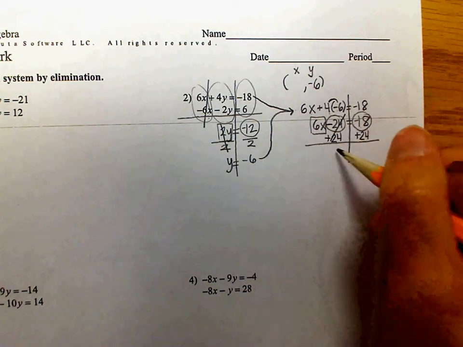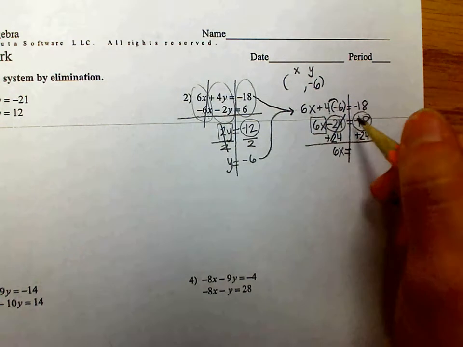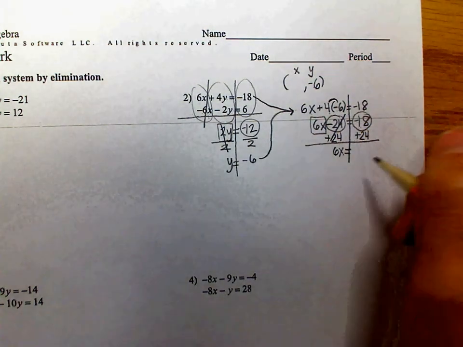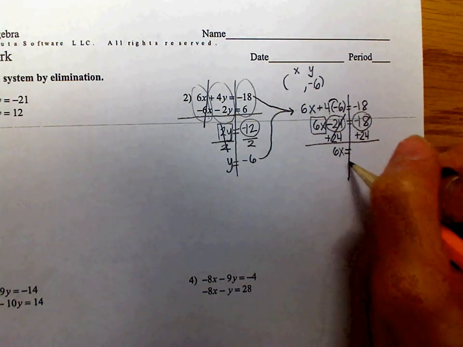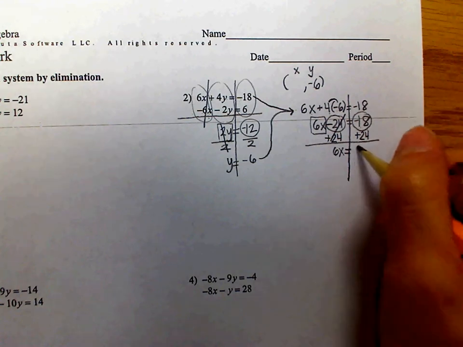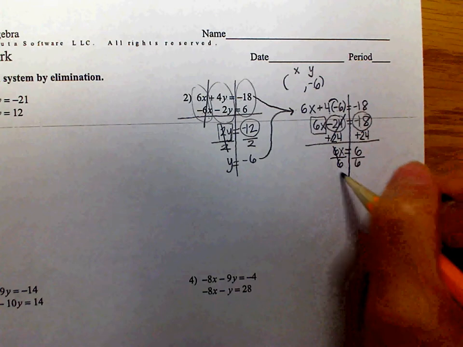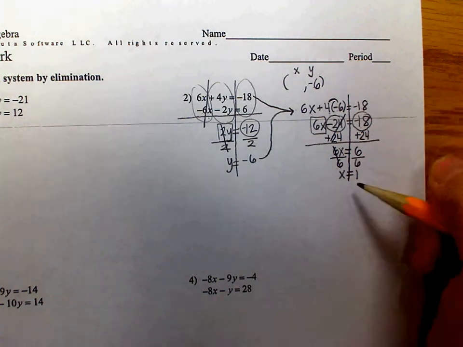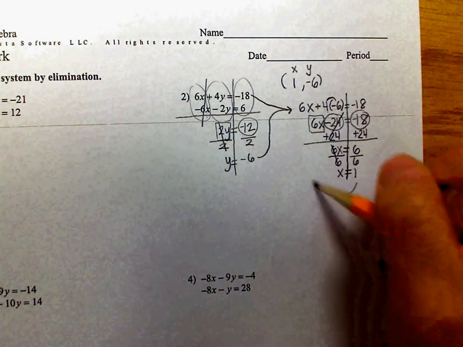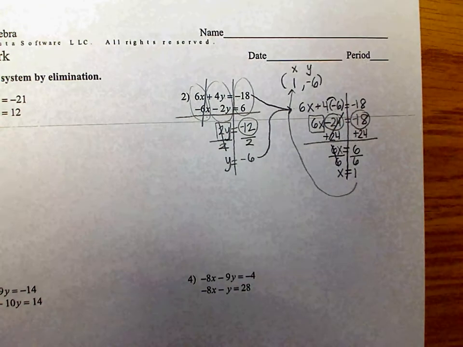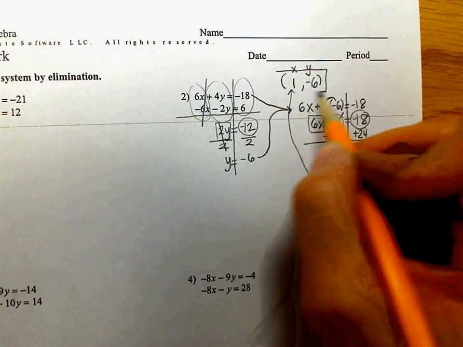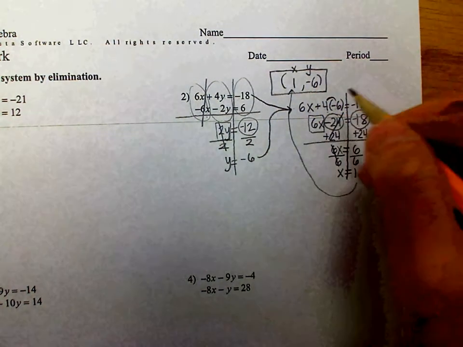Okay, so you get 6x equals, now negative 18 plus 24 is 6. Well, hold on, is it 6? Yeah, 6. And then you divide each side by 6, and you get x equals 1. And so then that is where that goes. Okay? All right, so we have found our solution. The solution is 1 solution. It's at 1 comma negative 6.